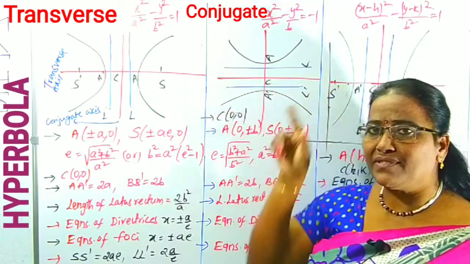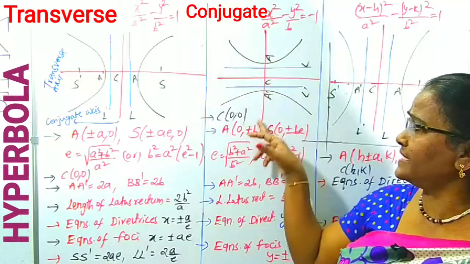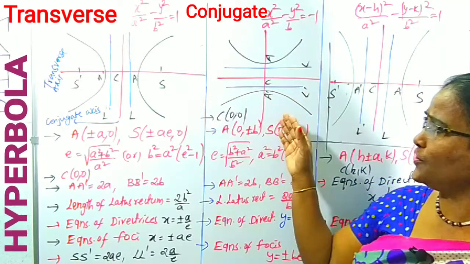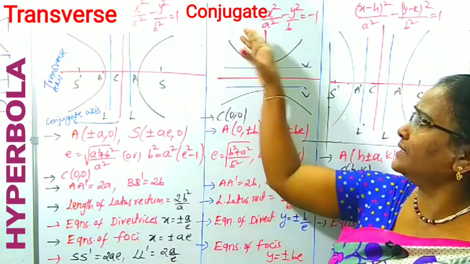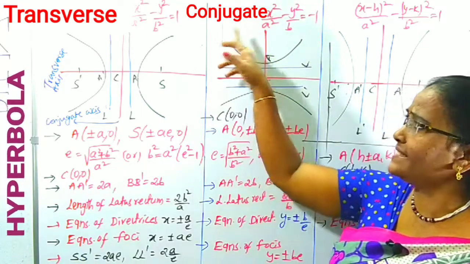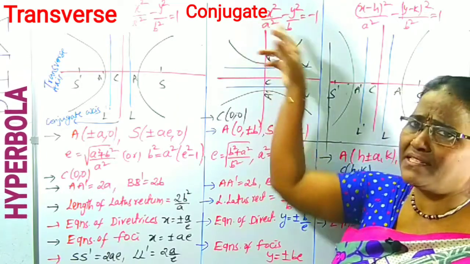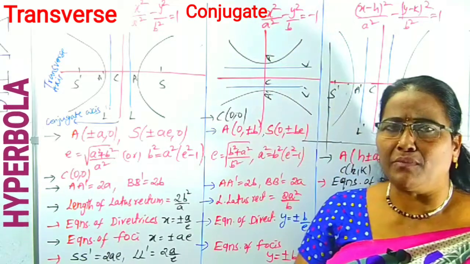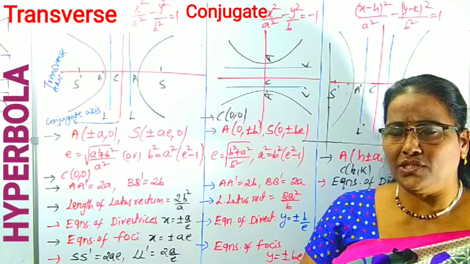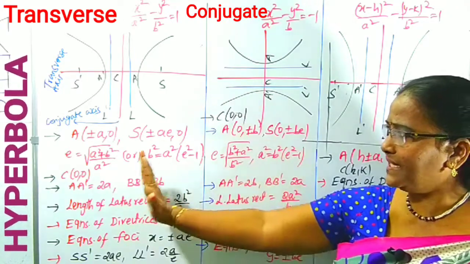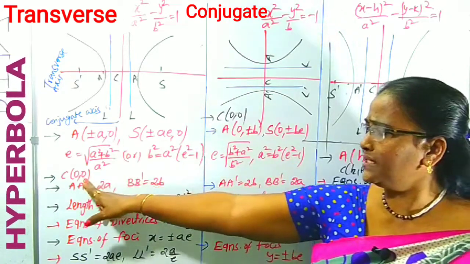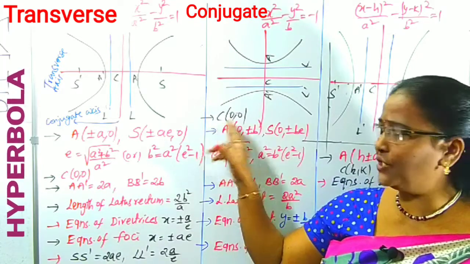Meaning, the transverse axis is along the y-axis. This is the transverse axis, and this will be the conjugate axis. Clear? And the equation of the hyperbola will change: in place of plus 1 we can take minus 1, or we can also take y square by b square minus x square by a square is equal to 1. What are the changes here? There is no change in the center. The center is at 0, 0 only.